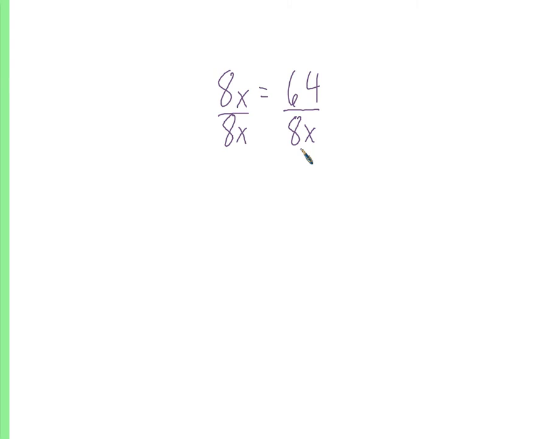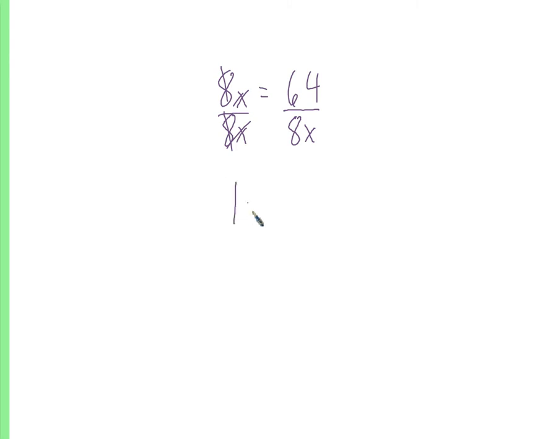Infinity number. What's 4 divided by 4? 1. What's 2 divided by 2? 1. 7 divided by 7? 1. What's 8x divided by 8x? 1. 1x? Not 1x, just 1. Something divided by itself is 1. The 8 divides the 8, that's 1. The x divides the x, that's also 1. Right? There's no x's left.